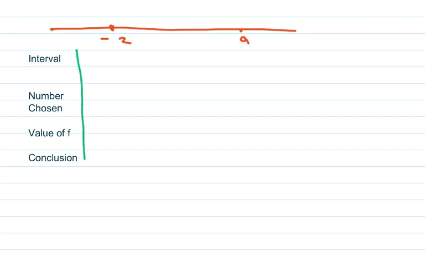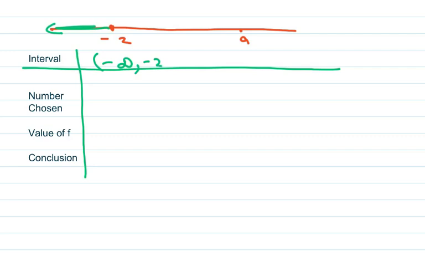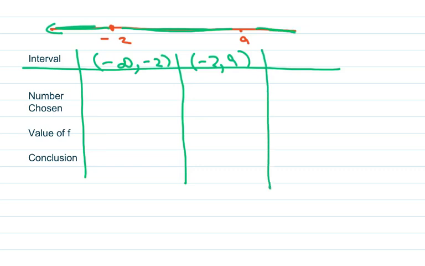So if I do a number line here, I'm going to go from negative 2 to 9. So the intervals I'm going to choose are this one, negative infinity to negative 2. Then I'm going to choose this interval, because we want to know how the graph is behaving in between these key points. And then from this one, it's going to be 9 to infinity.